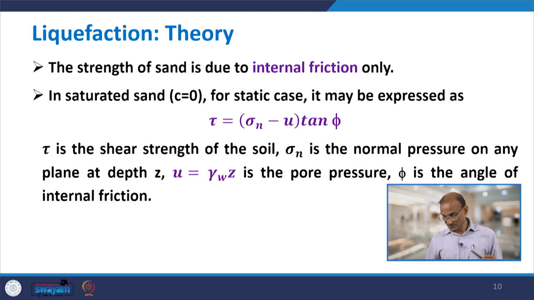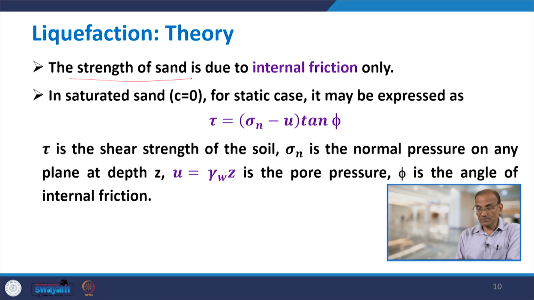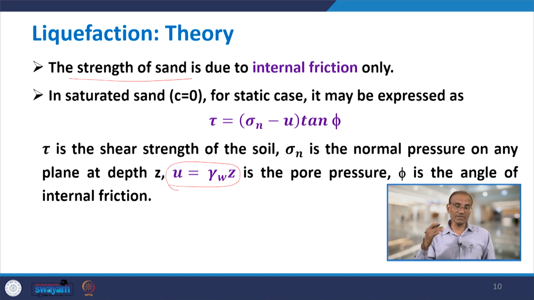Now, coming to some small equations. When we talk about sand where c equals 0, in that case shear strength will come mostly from the internal friction, which is due to phi. So, for a static case, the shear strength may be written as (sigma n minus u) into tan phi, where phi is the angle of internal friction. Sigma n is the normal pressure or normal stress, and u is pore water pressure, which can be said to be gamma w into z, where gamma w is the unit weight of the water and z is the depth where you want to find the pore pressure.